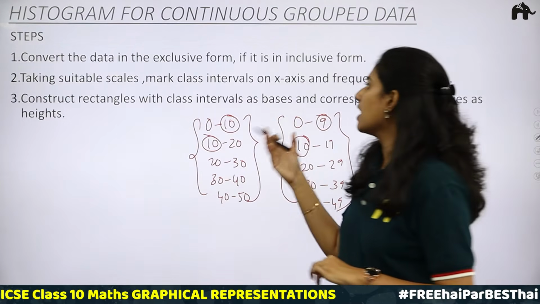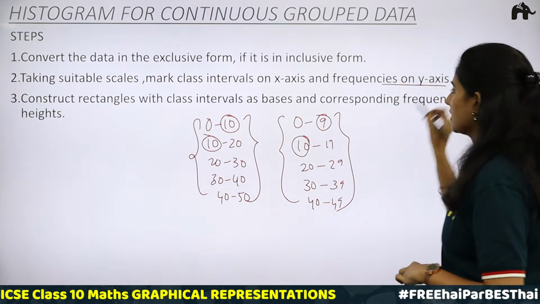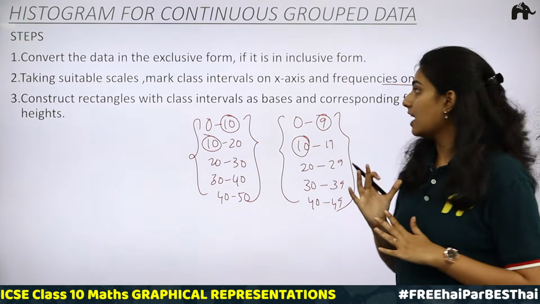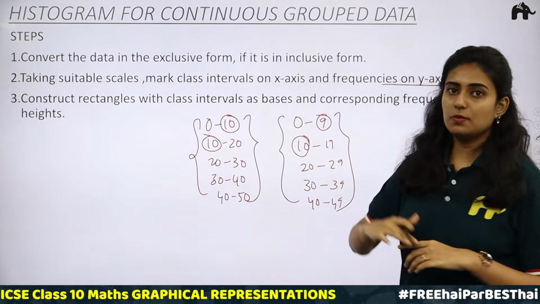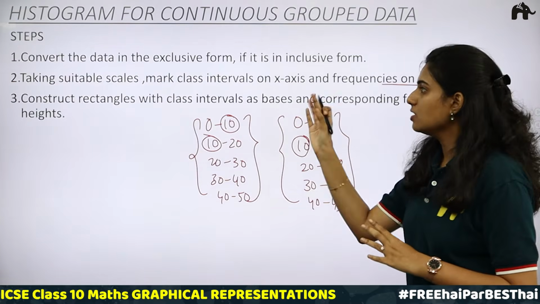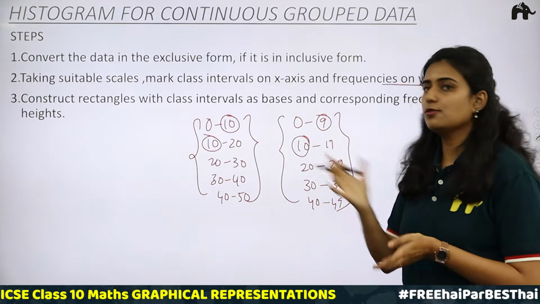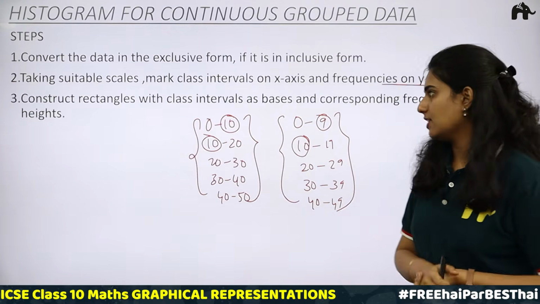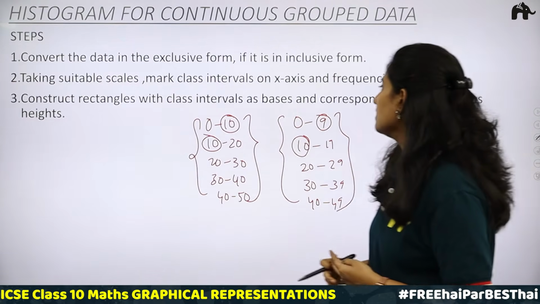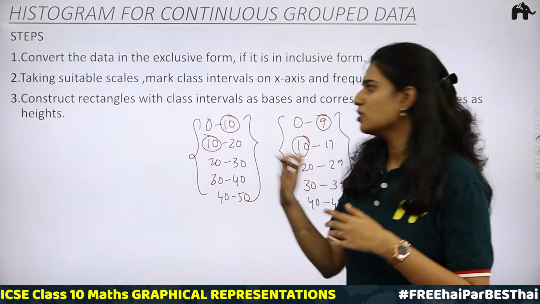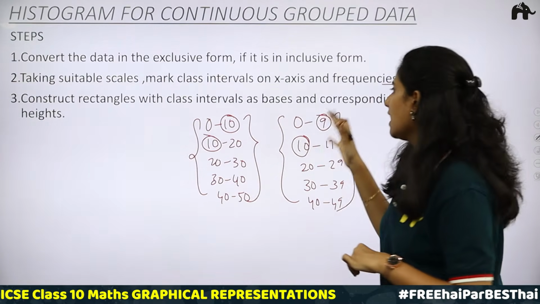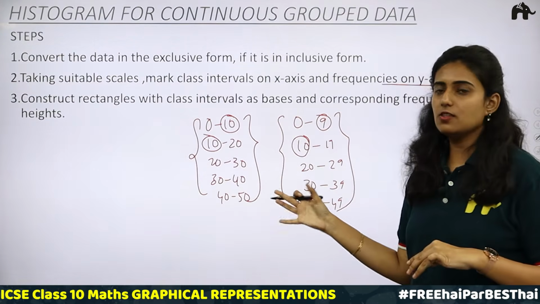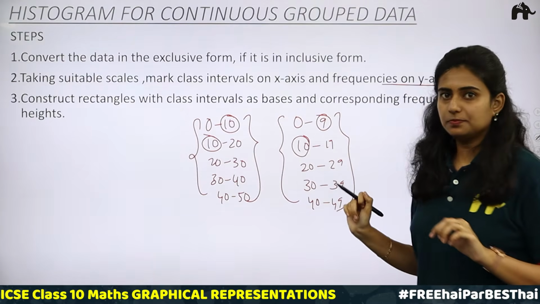Next, taking suitable scales, mark class intervals on the x-axis and frequencies on the y-axis. So, to draw a histogram, you will be taking the class intervals along the x-axis. Then, frequencies will be taken on the y-axis, with suitable scales, like 1 centimeter is equal to 500 rupees or 1 centimeter is equal to 2 kg. Next is construct rectangles with class intervals as bases and corresponding frequencies as heights. So bases means the x-axis and the y-axis represents the height. So you will be taking the frequencies along the y-axis and the class intervals along the x-axis.